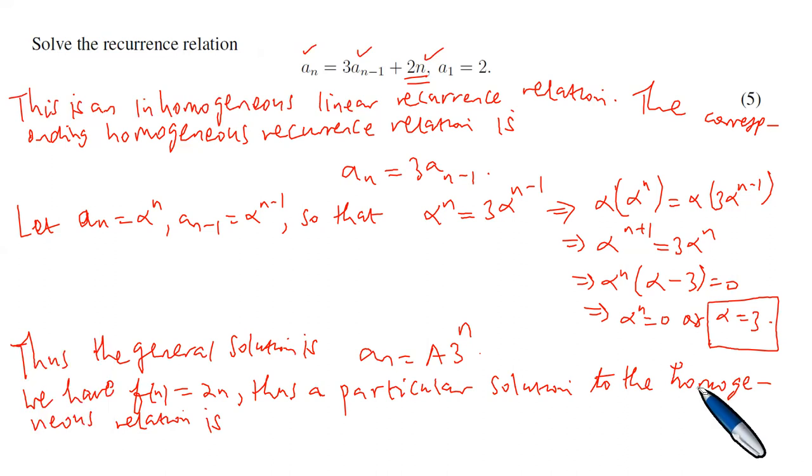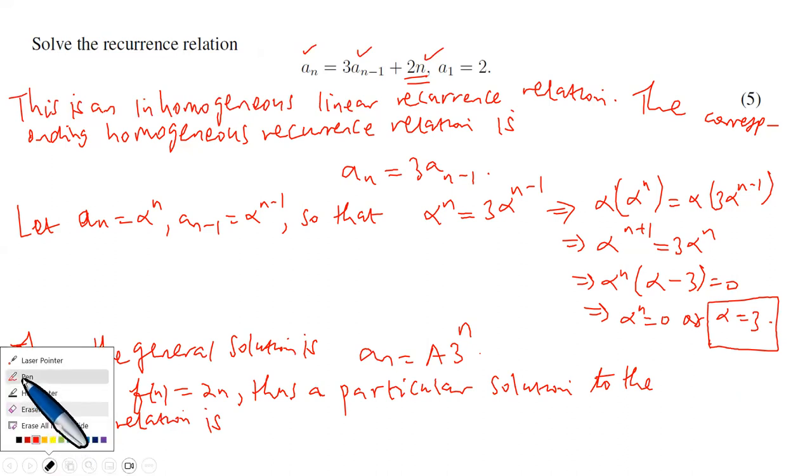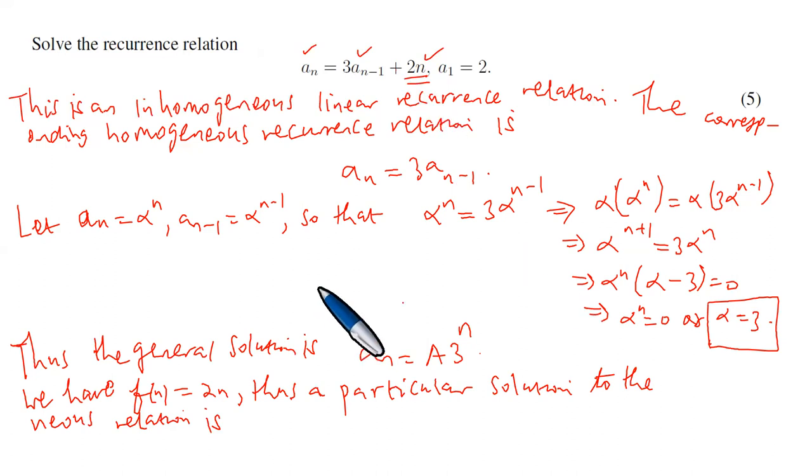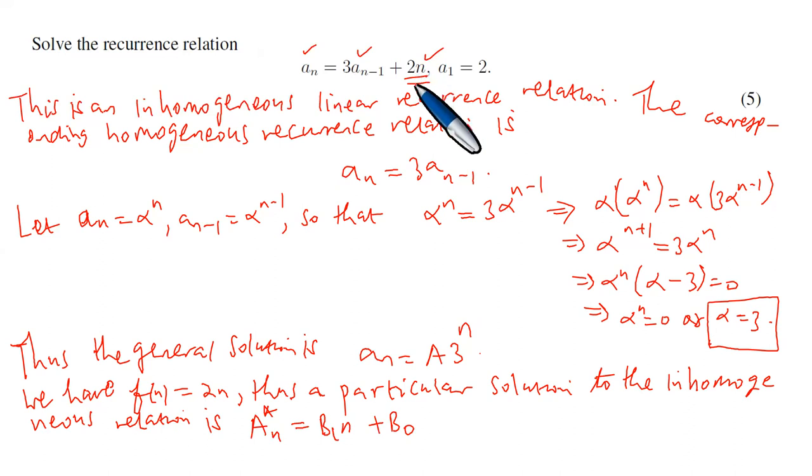Okay, because now we're getting to the inhomogeneous part. The general solution came from the homogeneous part, but now we're getting to the inhomogeneous part. We are making mention of the fact that now we're focusing on the 2n, into the inhomogeneous part. Inhomogeneous, yeah. Yes. Okay, so at this point, you have b1 n plus b0. Because this one is linear, it's 2n, so you can write the particular solution as a linear equation.